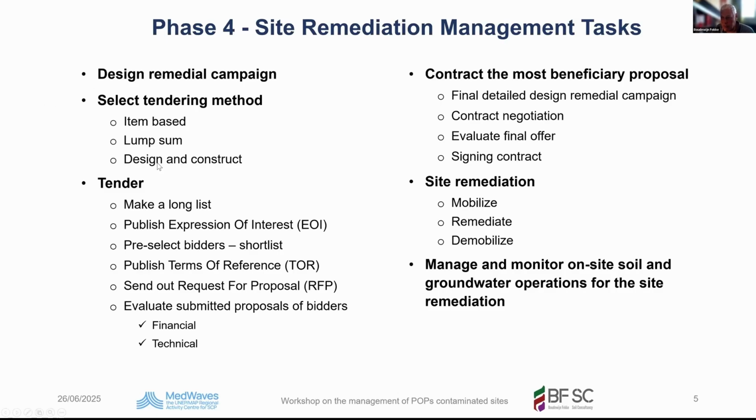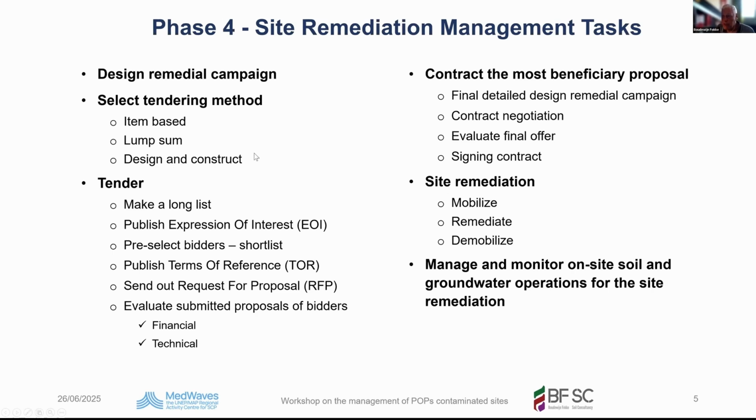Then we have the last one, design and construct. Then you share with the contractors that want to do a bid all the information and you ask them to make a detailed design, and based on the detailed design they can give their price, but then all the responsibility is with the contractor. And this is often done for large complex sites and when the contracting party has not much experience.